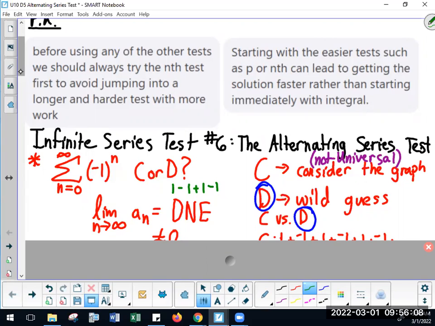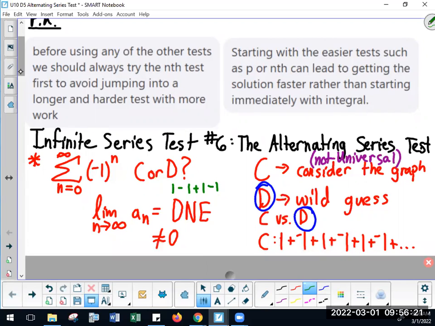Does that limit exist? It does not. It's either 1 or 0. There's no discernible pattern. It's not like a half. It's either 0 or 1. It just depends. So it would be safe to say that that limit does not exist. Would you agree that that does not equal 0? So we know that this diverges according to the nth term test.